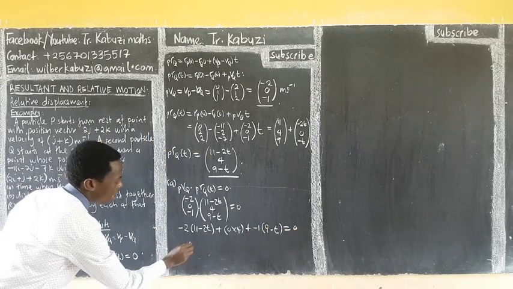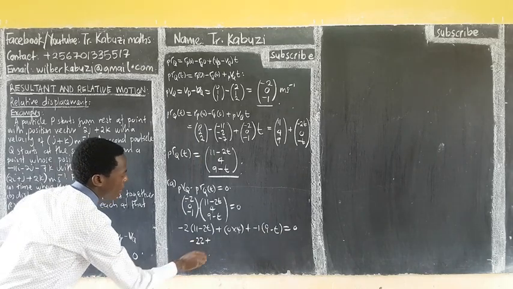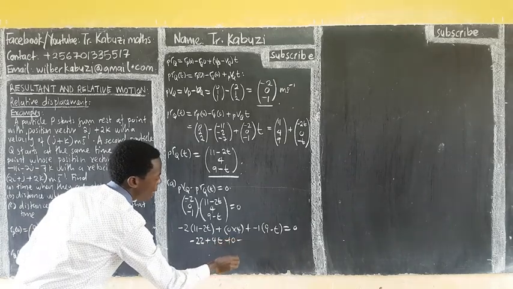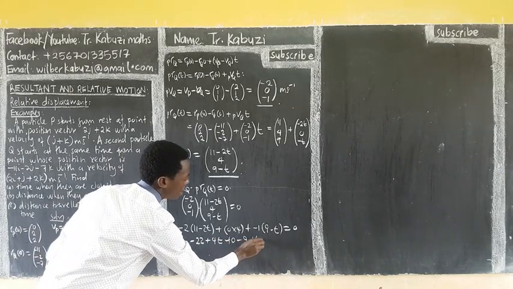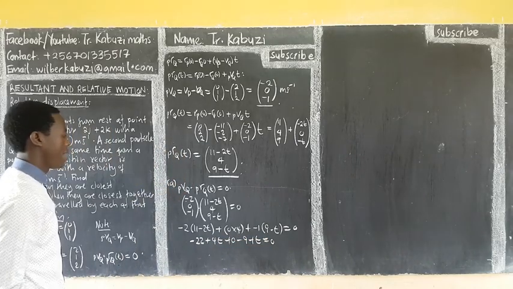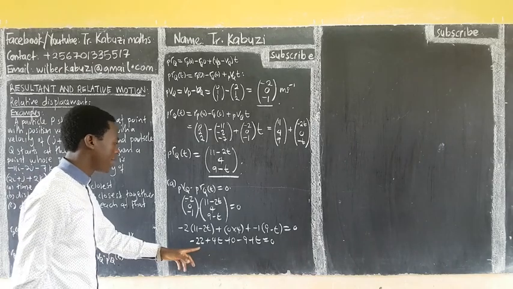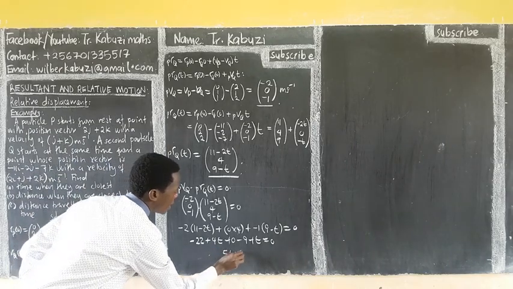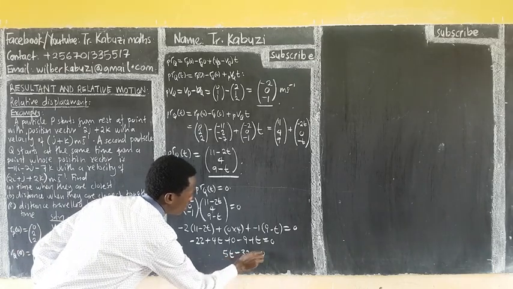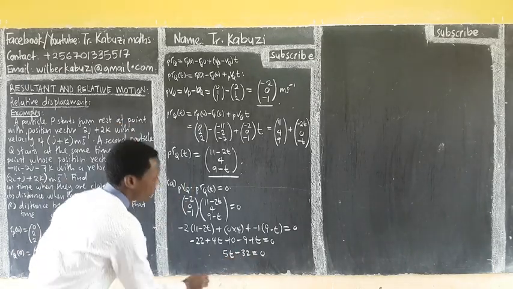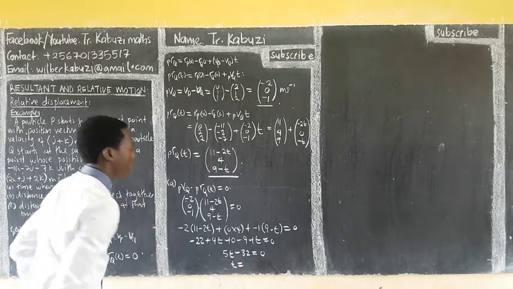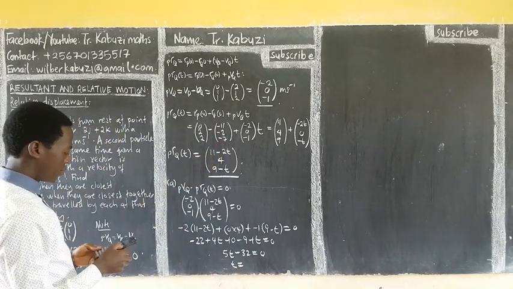So this will give us negative 22 plus 4t plus 0 minus 9 plus t equaling 0. From there, hope you can see we are going to be adding 5t minus 32 equaling 0. And from there, you can see that our t is going to be 32 divided by 5.